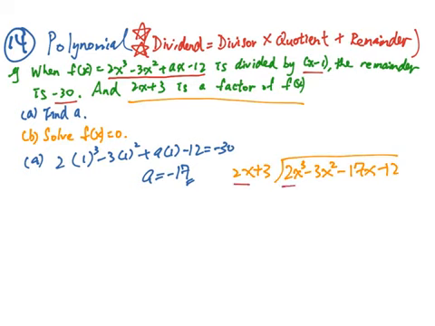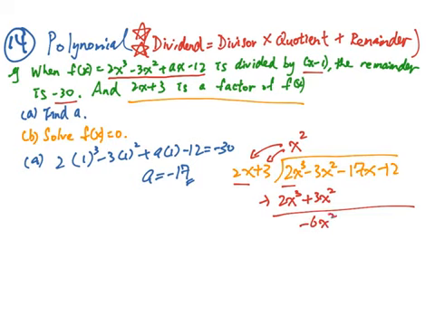First, we compare the first term. So the missing is x squared. And then we use x squared times 2x plus 3. So we can get 2x cubed plus 3x squared. We will do the subtraction. So negative 3x squared minus 3x squared, so negative 6x squared. We copy the second term. Then we compare the first term again. So the missing is negative 3x. So negative 3x times 2x, negative 6x squared. Negative 3x times 3, so negative 9x. Then we do the subtraction.